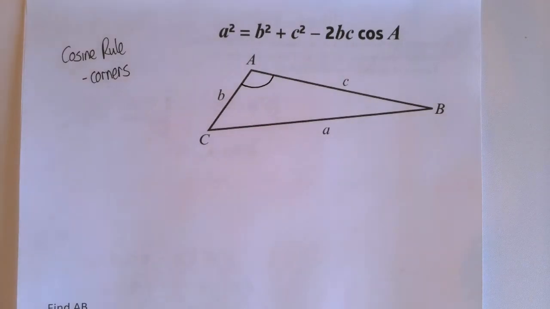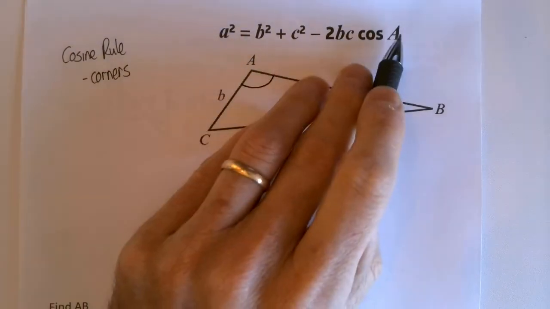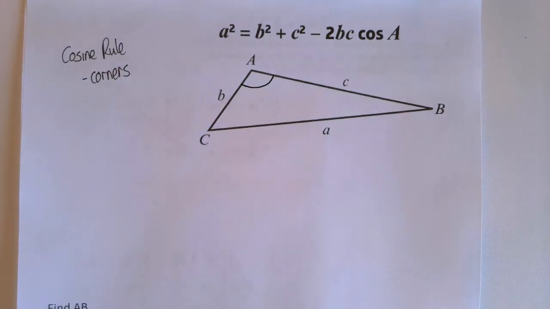And don't forget, we can rearrange the cosine rule to find the angle in a triangle if you know the three sides. So if I remind you, I'll tell you what, go on, see if you can remember how to do it. I want you to rearrange this so that it says cos A equals. Go on, pause and have a go.